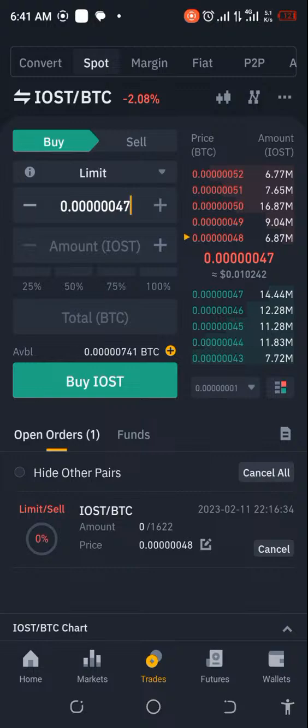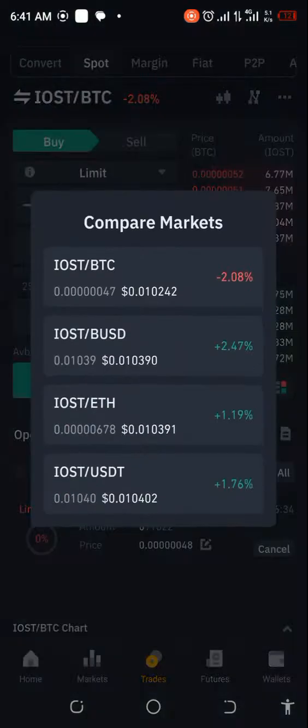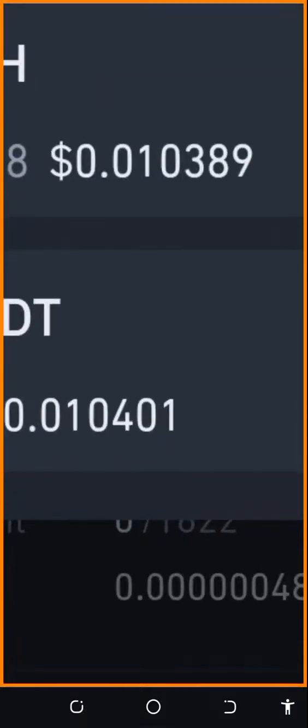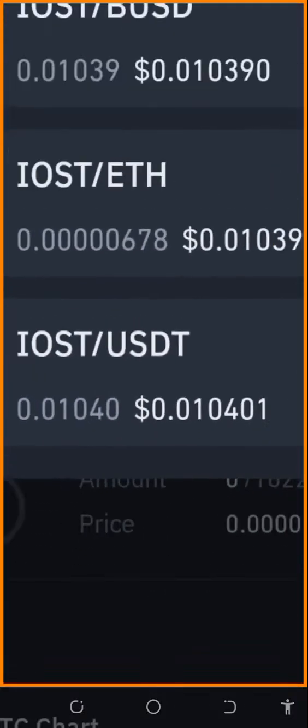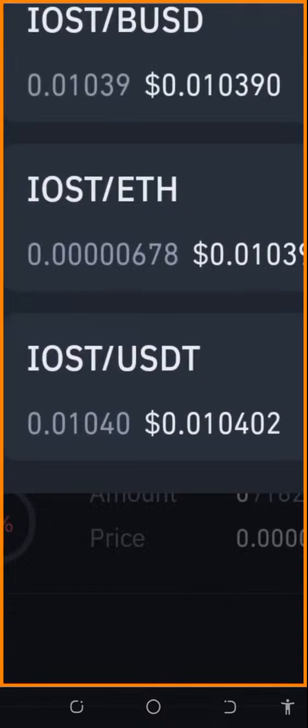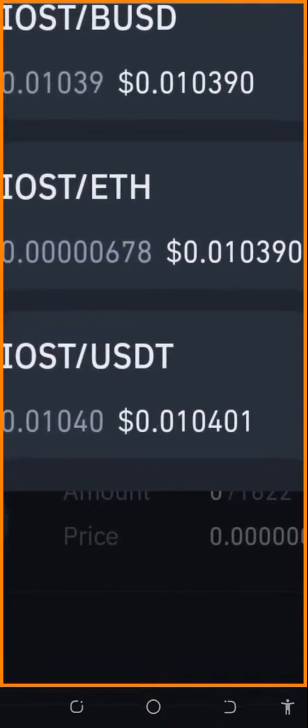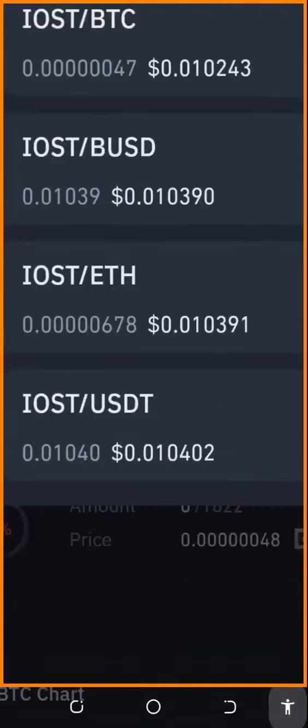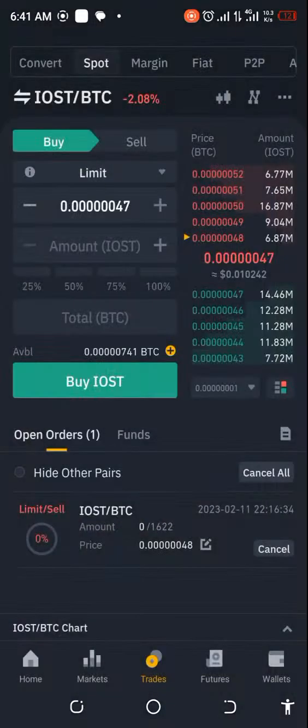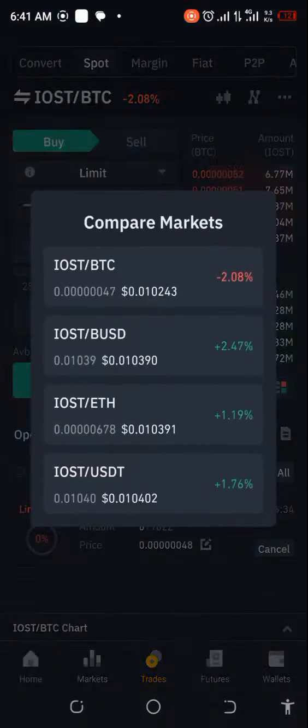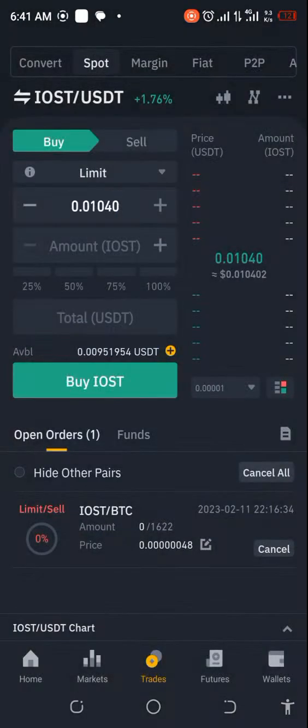Okay, so let me go check the compare markets and see. Yeah, look at it. IOST USDT is actually 0.0104. So at this time, we can actually employ the boomerang strategy where we'll do the sellback strategy. Okay, so we'll just try and check it and see if this is going to give us some profit. So let's put it there and simulate first.